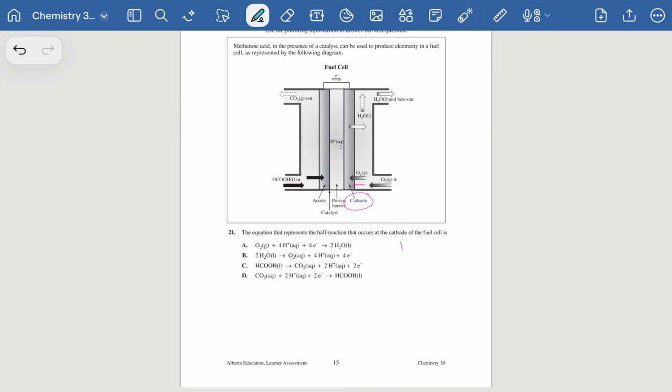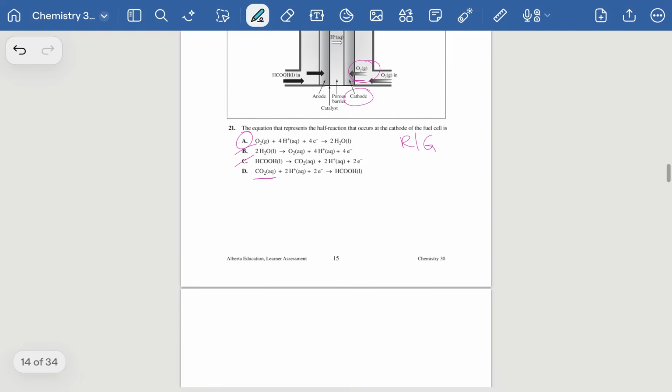Again, if it's the cathode, you're undergoing reduction, and reduction is a gain of electrons. So you want to see electrons as a reactant. So you can take out B, you can take out C, and then we can take a look at the cathode. At the cathode, you do have that oxygen. You don't have carbon dioxide there. The carbon dioxide is coming out at the anode. So the only possible answer here is A. Moving on, just a few more from Electrochem.